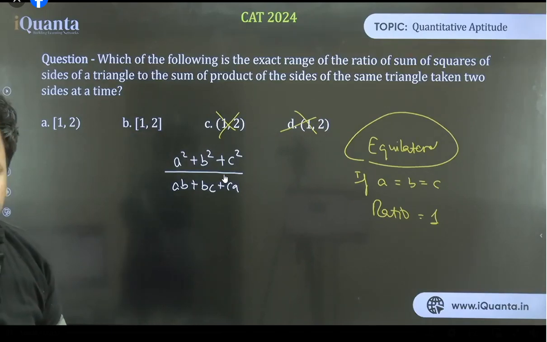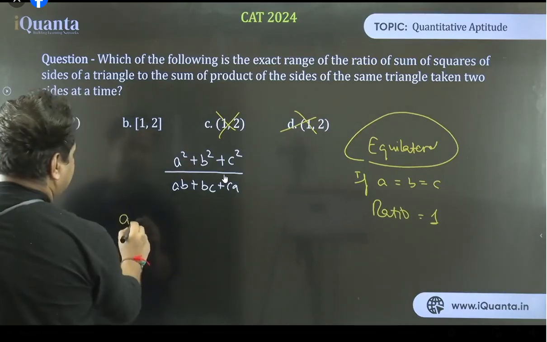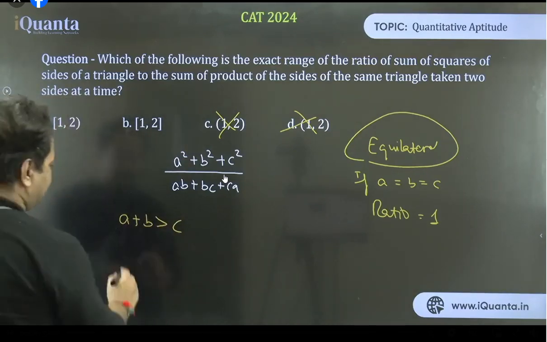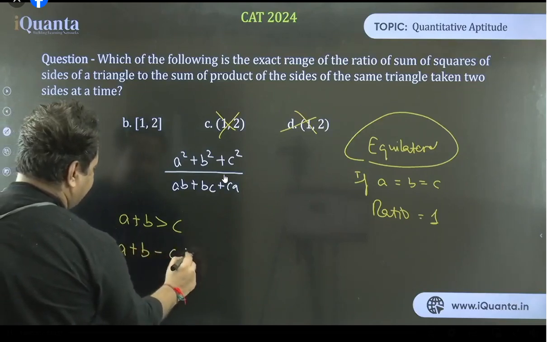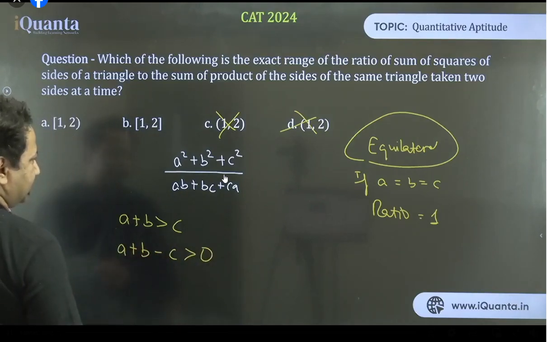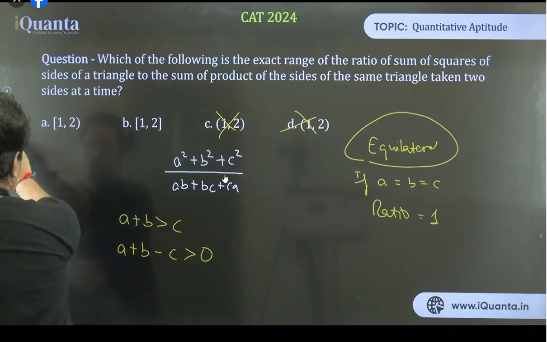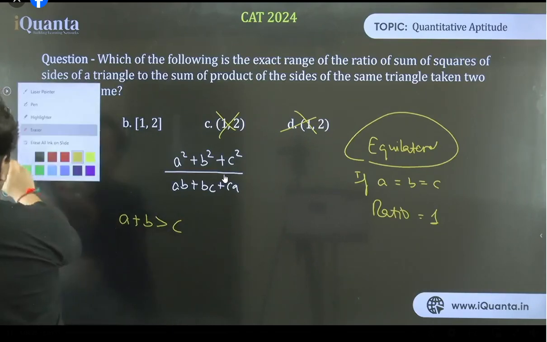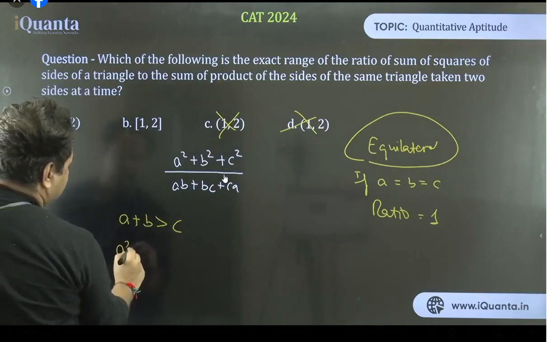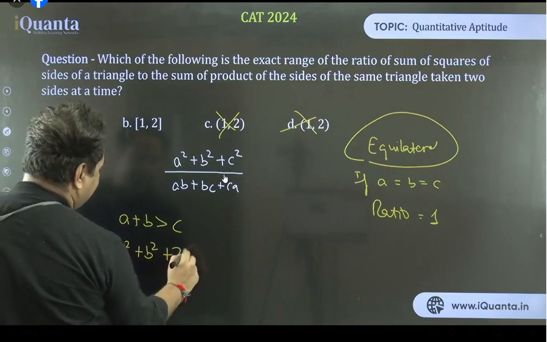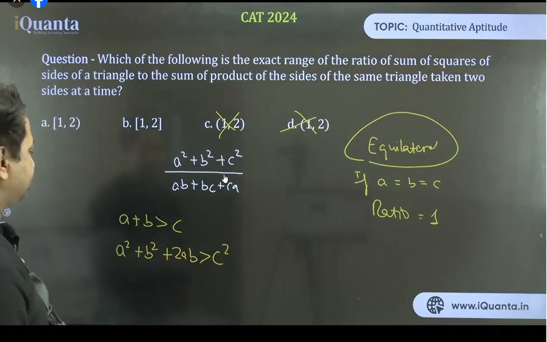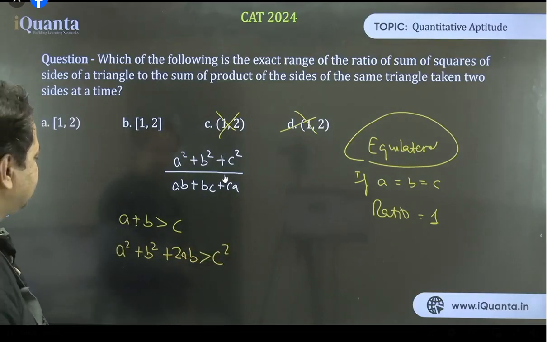Well, what should be done? हमें एक बात बताया ट्राइंगल्स के बारे में. A plus B is always greater than C, isn't it? Which means A plus B minus C will be greater than 0, isn't it? Or I can also say, if I go mathematically, squaring both sides, A square plus B square plus 2 times AB will be greater than C square, isn't it? That is there.